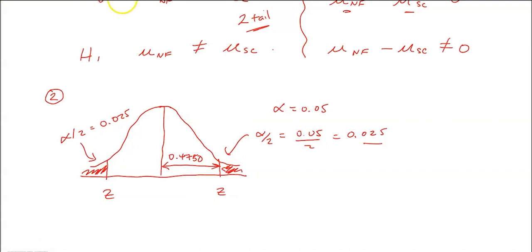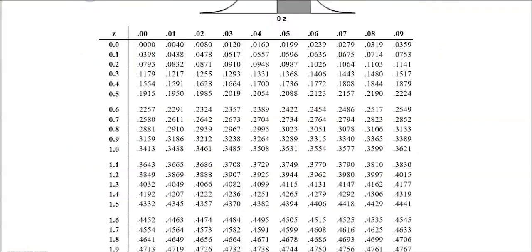Once again, we're going to go to the Z table and find out what value is associated with this middle area. Some of you might know right offhand what that value is, but let's take a look at what this is. So go to the Z table, and we're looking for the area of 0.475. It actually is right there, and that's associated with a value of 1.96.